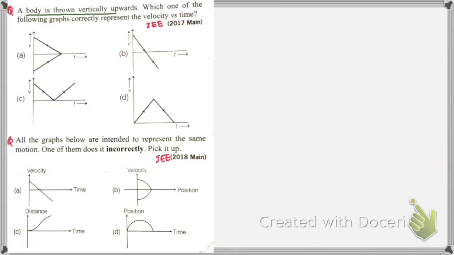See, a body is thrown vertically upward. Which one of the following graphs correctly represents velocity versus time? So here you see, when an object is thrown upward, what will happen? The velocity will be decreasing as it goes upward, and gravity pulls it downward. So that's why its velocity will be decreasing. So we consider this direction positive, this direction negative, right?